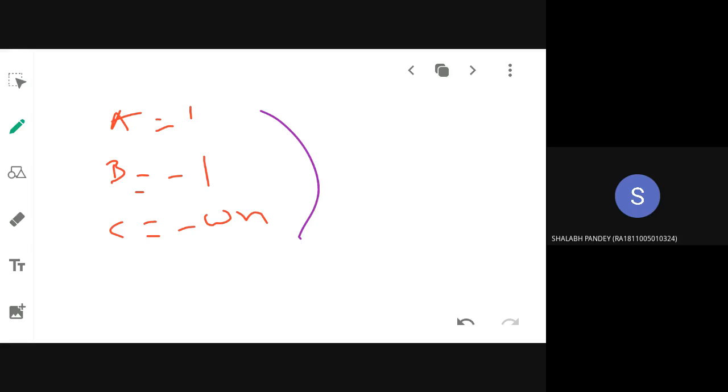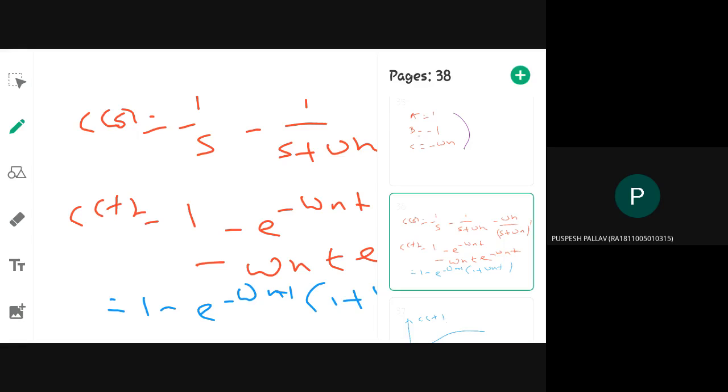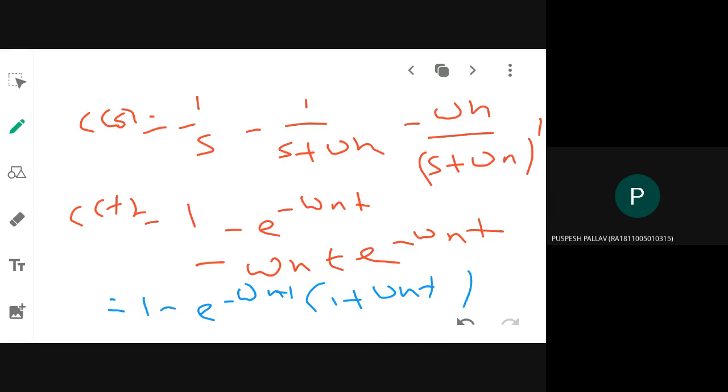Yes, ma'am. When you substitute these constants in that C of S equation, take inverse Laplace transform and find out the answer. Same way you will solve problems also. Same procedure you will be following for every problem. You will substitute R of S, you will take partial fraction expansion, you will find out the constants, you will substitute them, you will take inverse Laplace. Same procedure.